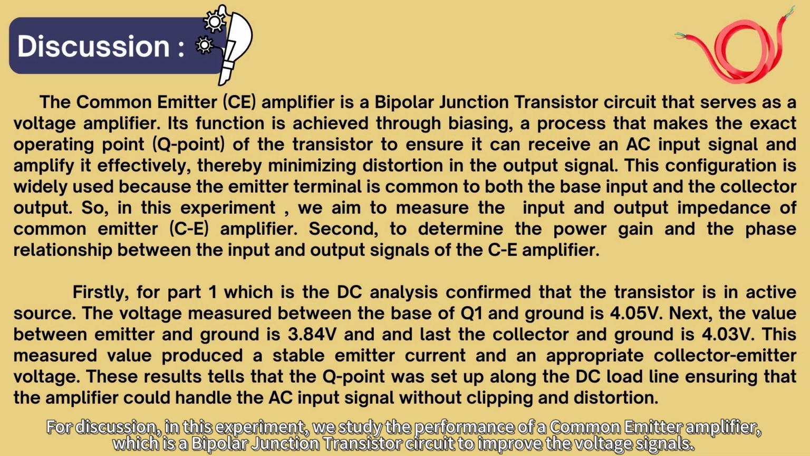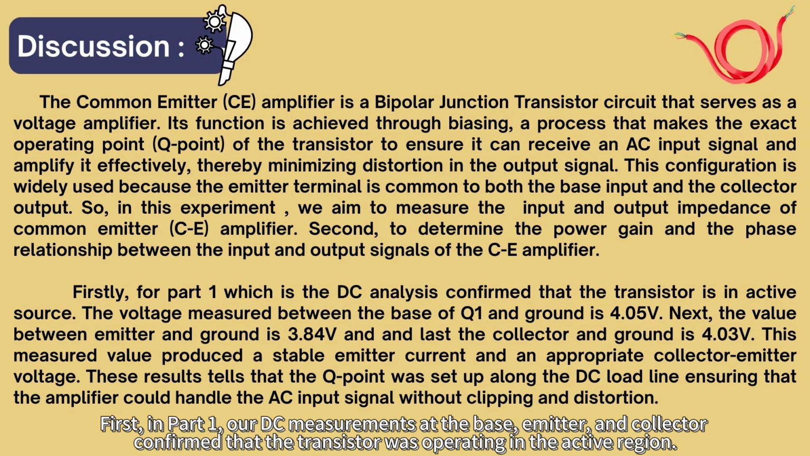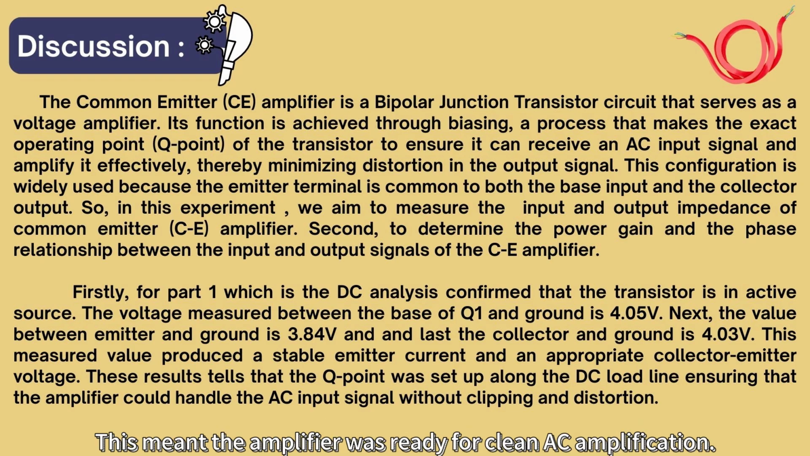For discussions, in this experiment, we study the performance of a common emitter amplifier, which uses a bipolar junction transistor, to improve the voltage signal. The key idea is proper transistor biasing. We set a stable Q point so the amplifier can handle AC signals without distortion. First, in part 1, our DC measurements at the base, emitter, and collector confirmed that the transistor was operating in the active region. This meant the amplifier was ready for clean AC amplification.